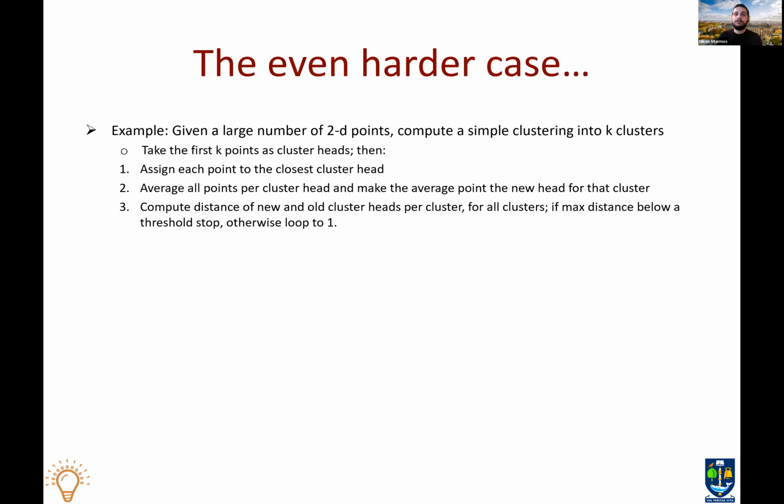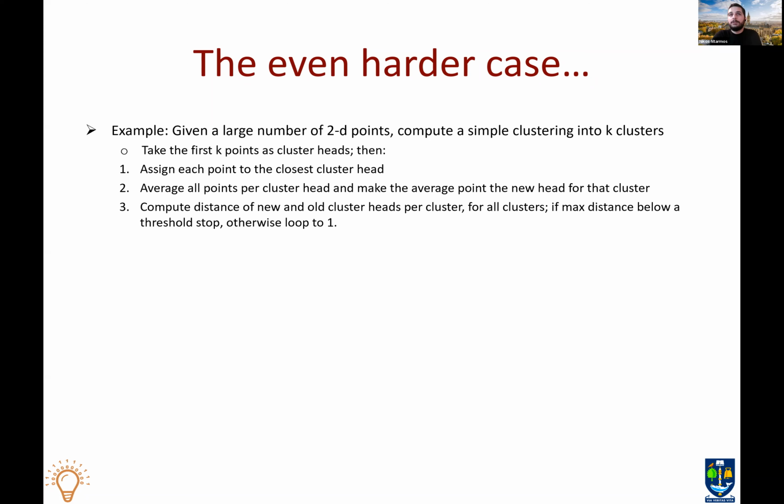And the gist of it is that you have your points. You take k of those points. You probably pick randomly, or you pick the first k or whatever. And those points become your cluster heads. So each one of those points now is the leader of one of your k clusters. What you do then is you go through all of your points in your data set. And for each one of those, you compute the distance to all cluster heads. And you pick the one cluster head which is the closest to your point. And once you've done that, you assign that point to that cluster.